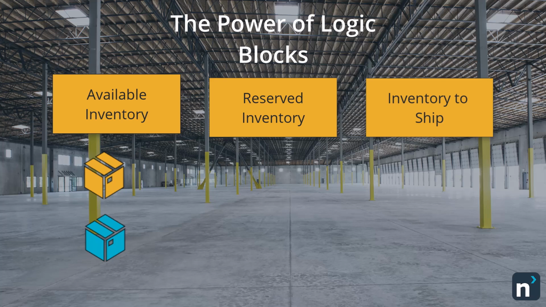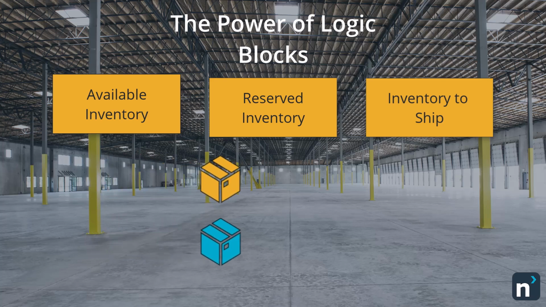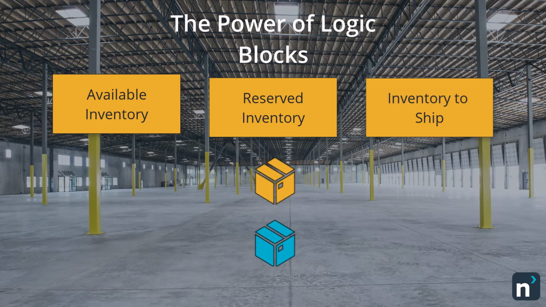The following is an example of how a pair of logic blocks can be configured to manage product inventory. The first logic block will change the status of a product from available to reserved when an order is initiated. The second logic block will determine the next step in the process based on a set time frame.